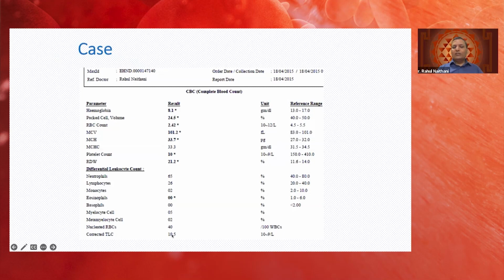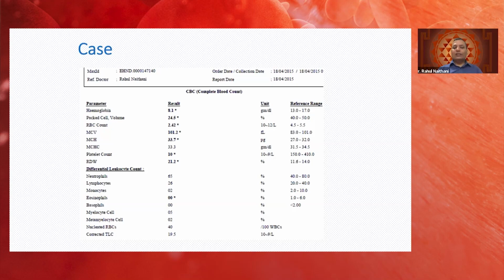And you see something called corrected TLC. The moment you see corrected TLC, this patient for sure has NRBCs, because the TLC has been corrected for NRBCs. So in this patient, the TLC is 19.4. You have 40 nucleated red blood cells. You have myelocytes, you have metamyelocytes. Whenever you have myelocytes and metamyelocytes in the CBC differential, this is called a left shift.